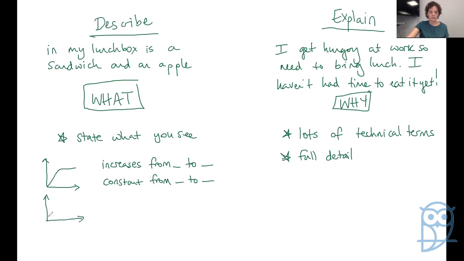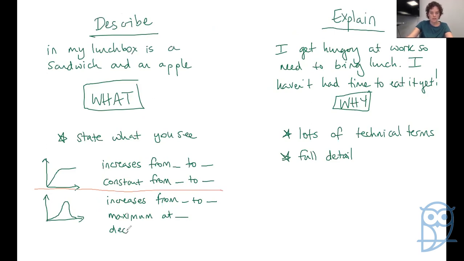This graph increases, we can say from and to, okay, we can say, let's say from to, then we say, this one's got a nice feature, so we can say maximum at. And then we can say, let's just make this a little bit easier to see between. That was that graph. Then we can say decreases from 2. Okay.